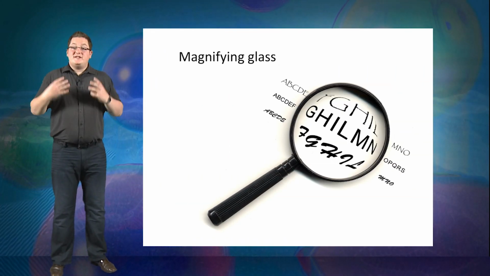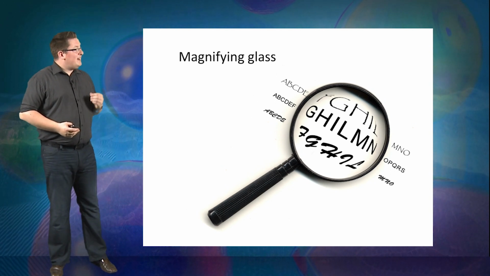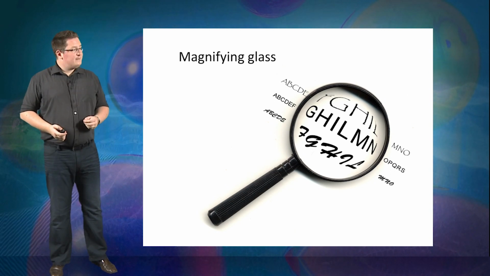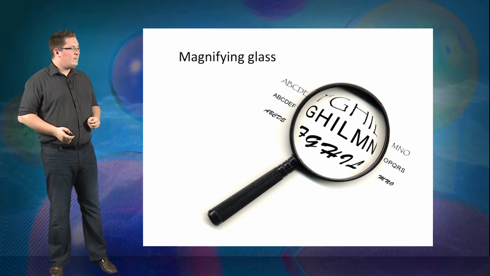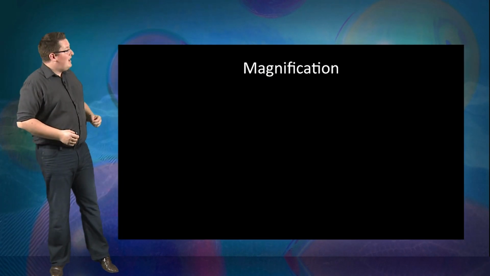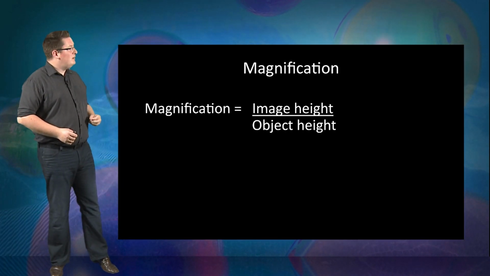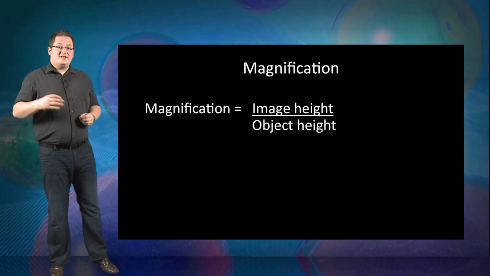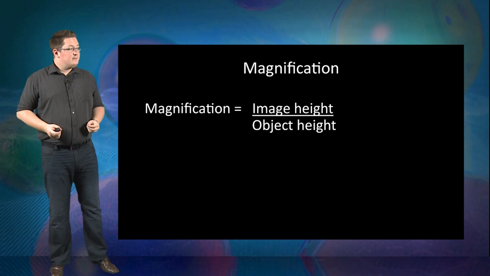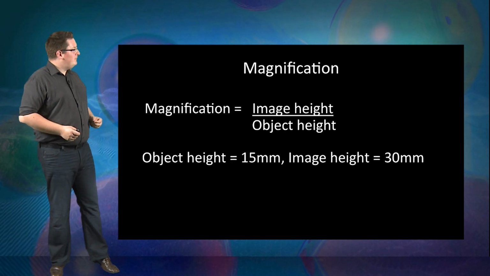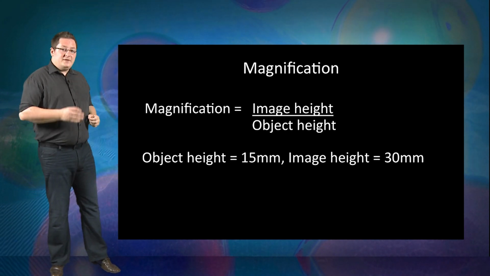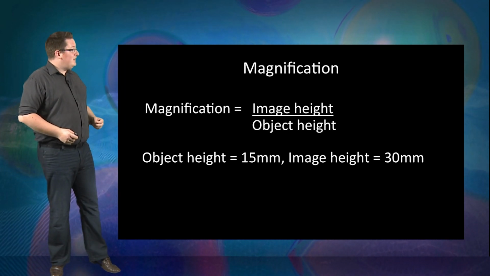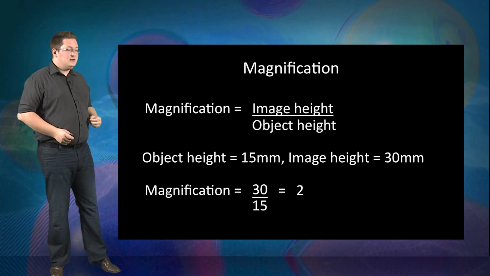Convex lenses are used to magnify things. You can work out the magnification produced by a lens if you know the size of the object and the size of the image. Here's the formula. If the magnification works out at less than 1, then the image will be smaller than the object. A magnification of 1 means the object and the image are the same size. Let's look at an example. If the height of an object is 15 millimeters and the height of the image is 30 millimeters, then the magnification is 30 divided by 15, which is 2.